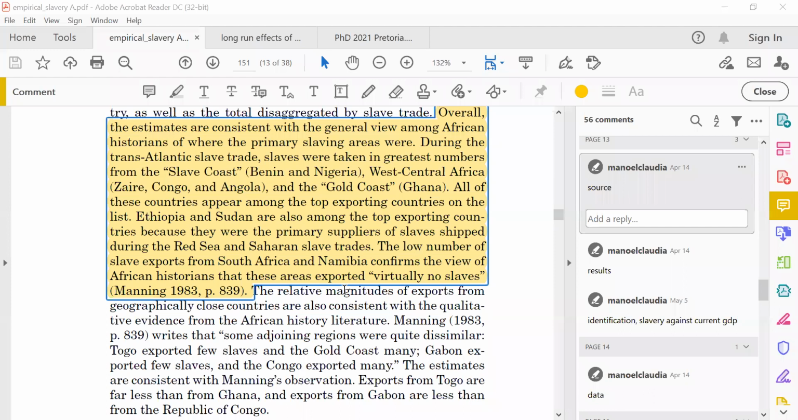Ethiopia and Sudan, on the other side of the continent, are also among the top exporting countries, but to different slave trades, not to the Atlantic slave trade, because they were the primary suppliers of slaves during the Red Sea and Saharan slave trades. The low number of slave exports from South Africa and Namibia confirms the view of African historians that these areas exported virtually no slaves.